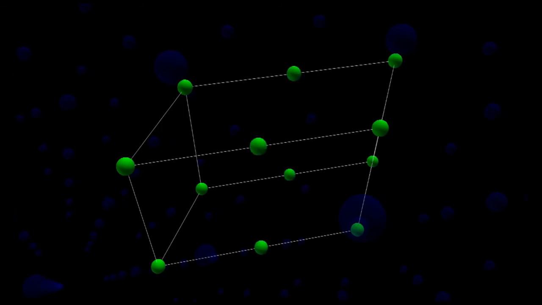Here's an example of a non-primitive unit cell. We can easily tell this by noticing that it contains lattice points on the sides of the cell connecting it, making the total amount of lattice points in the unit cell equal to 2, as the lattice points on the sides each contribute 1/4 of a lattice point.